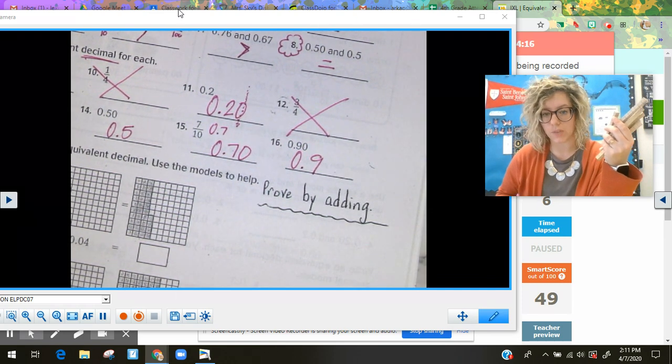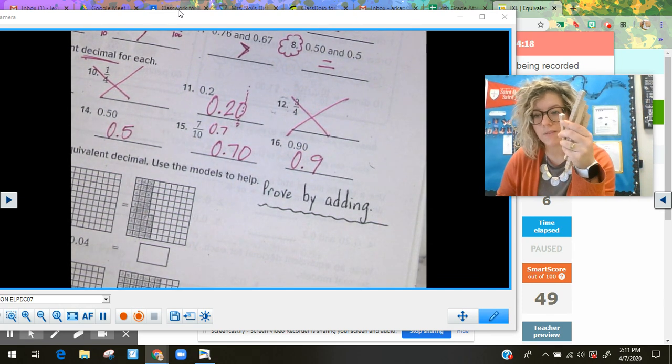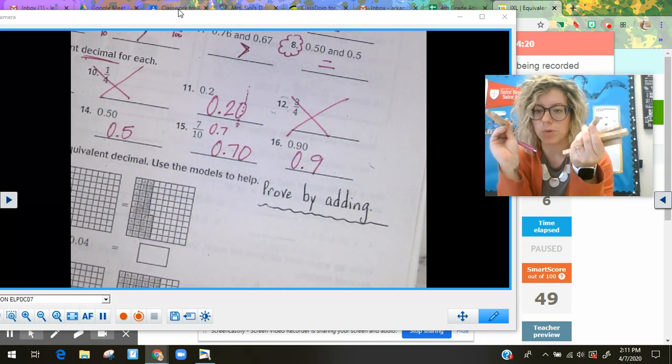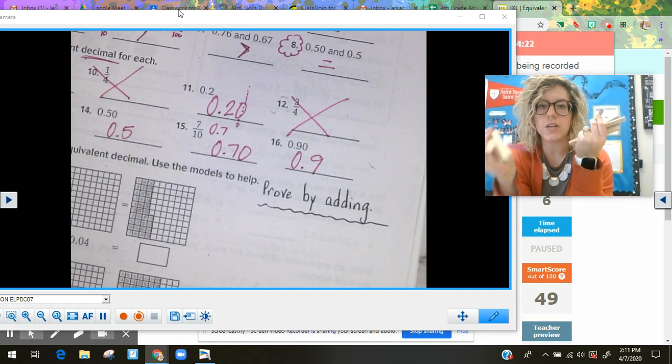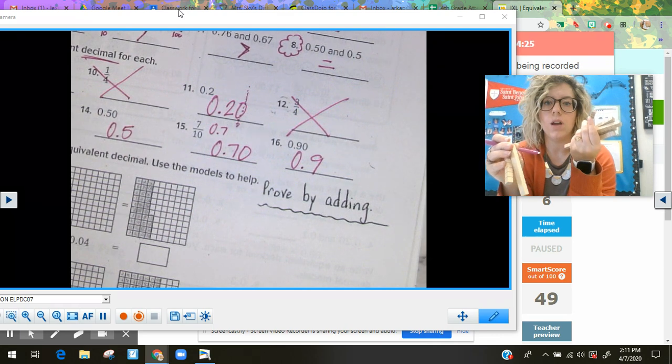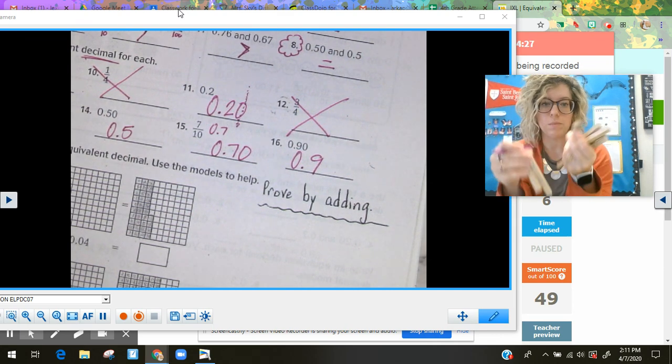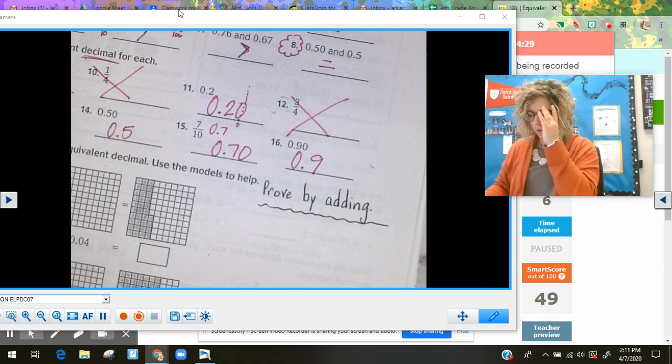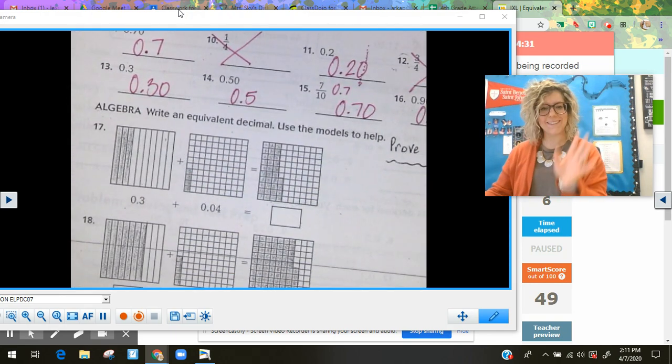So 0.9. Okay. Obviously, you don't have these at home, but this was just to help you visualize how tenths and hundredths, you can write them with decimals that equal the same thing, even though they don't look the same. Okay, now let's move on.